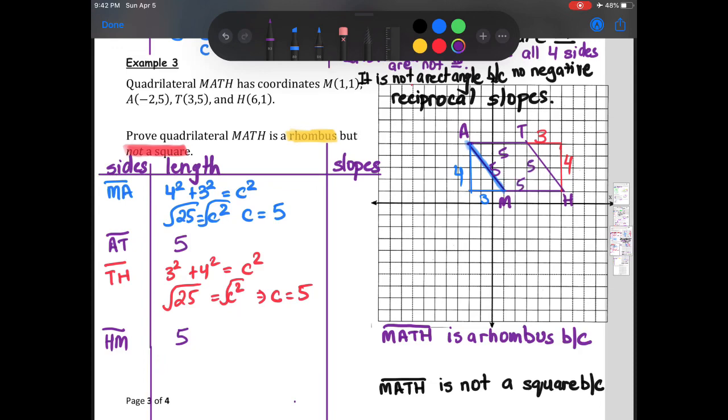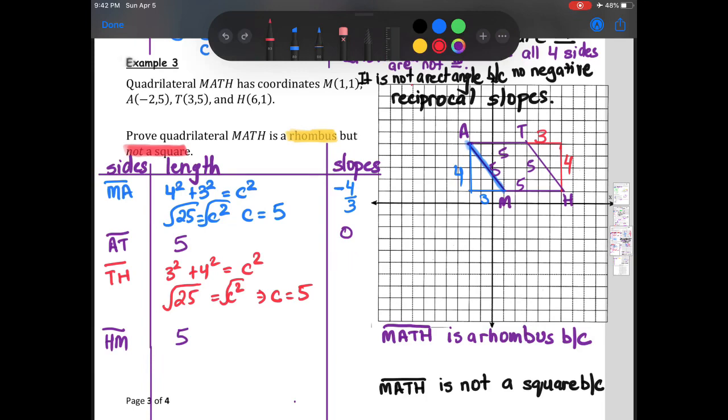It means that it is a rhombus, right? But I need to prove it's not a square. So I need to find the slopes. It's a very quick thing. It's rise over run. What is the slope for MA? First of all, the line is going down, so it's going to be a negative slope, and the rise is 4 over 3. AT, it's a horizontal line. Flat line, slope is 0, right? Then we have TH. It's a line going down. The slope should be, your rise is 4.